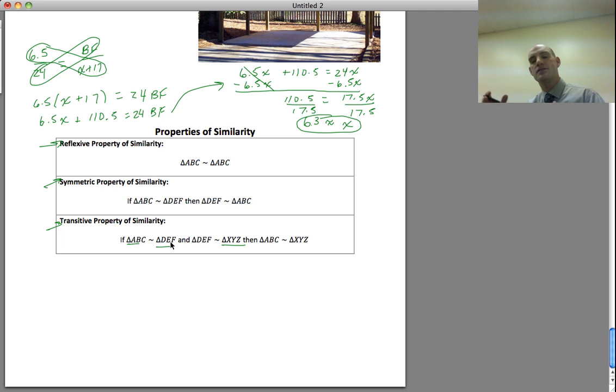And so these properties of similarity are going to allow us to solve for sides, solve for angles, and find the lengths that we're missing.